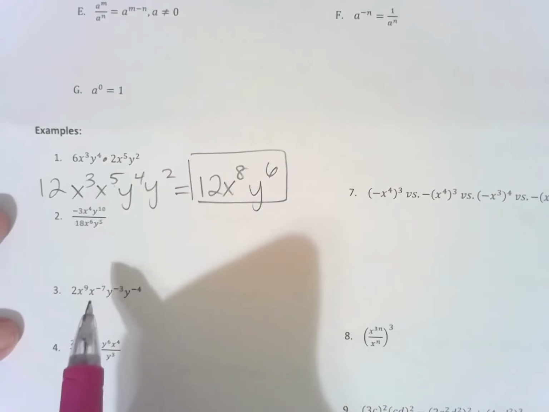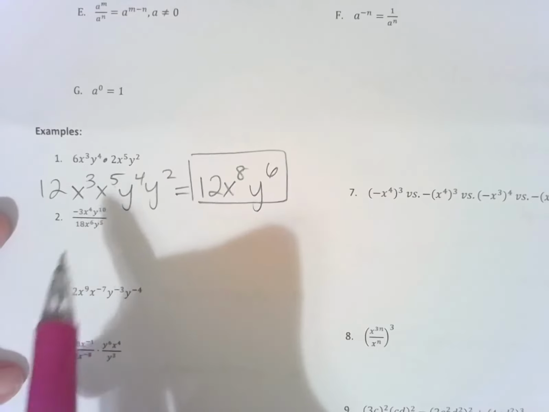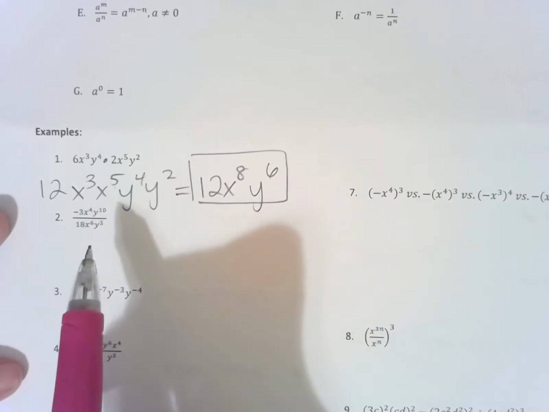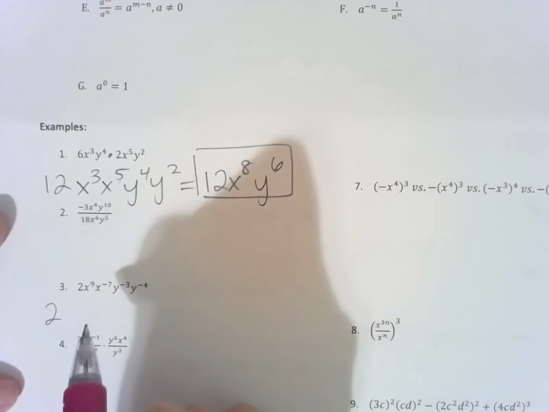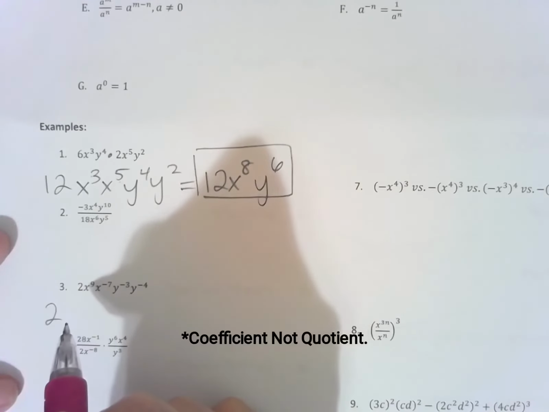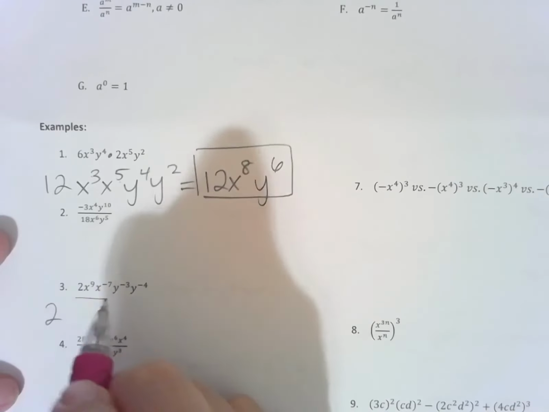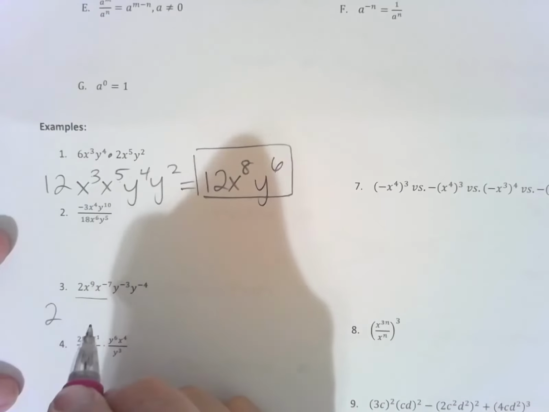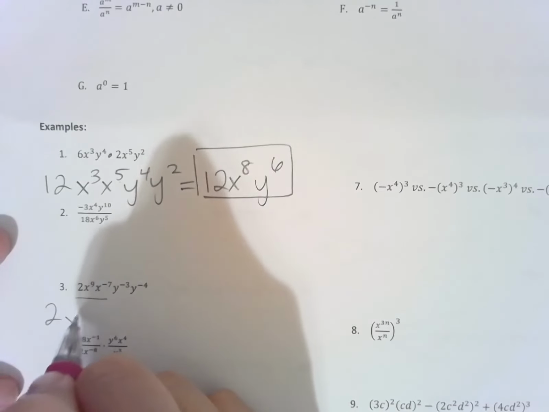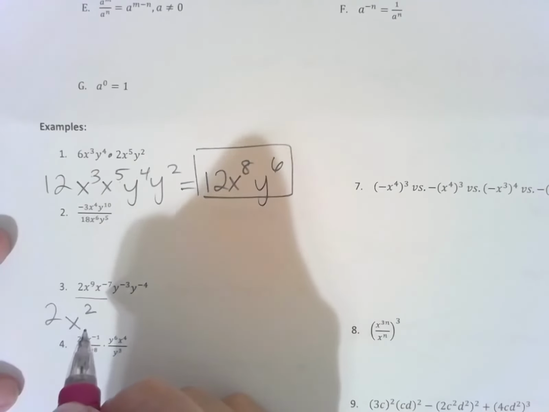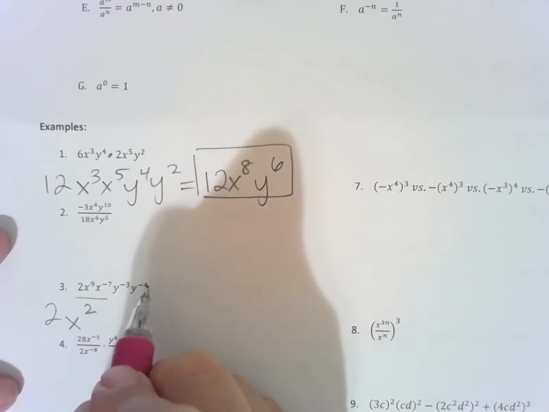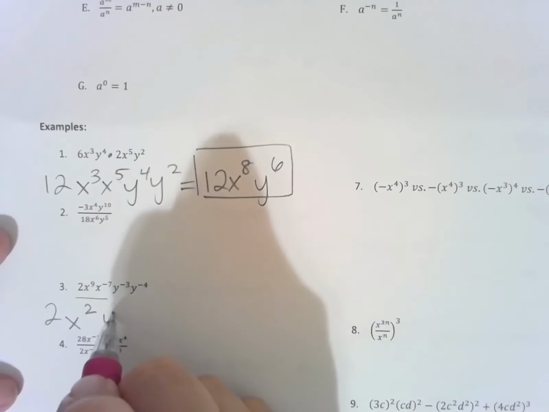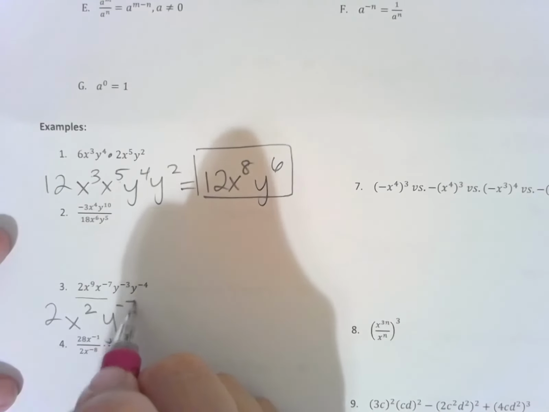So let's look at number 2 since it's similar, and then we'll do number 3. So we have a 2, and since we don't have another coefficient, then we're just going to leave that 2. We have our x's that are together. Remember, we add our exponents. So 9 and negative 7, that's going to be x squared. 9 plus negative 7 is x squared. And then we have y to the negative 3 and y to the negative 4. And that becomes y to the negative 7.